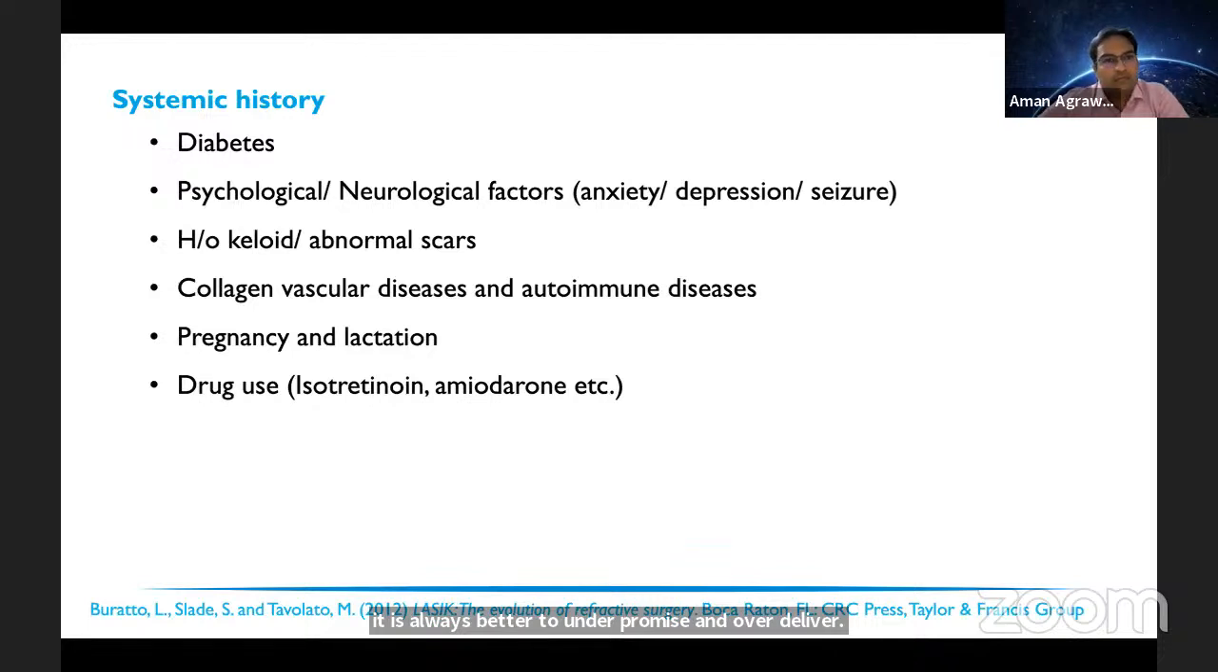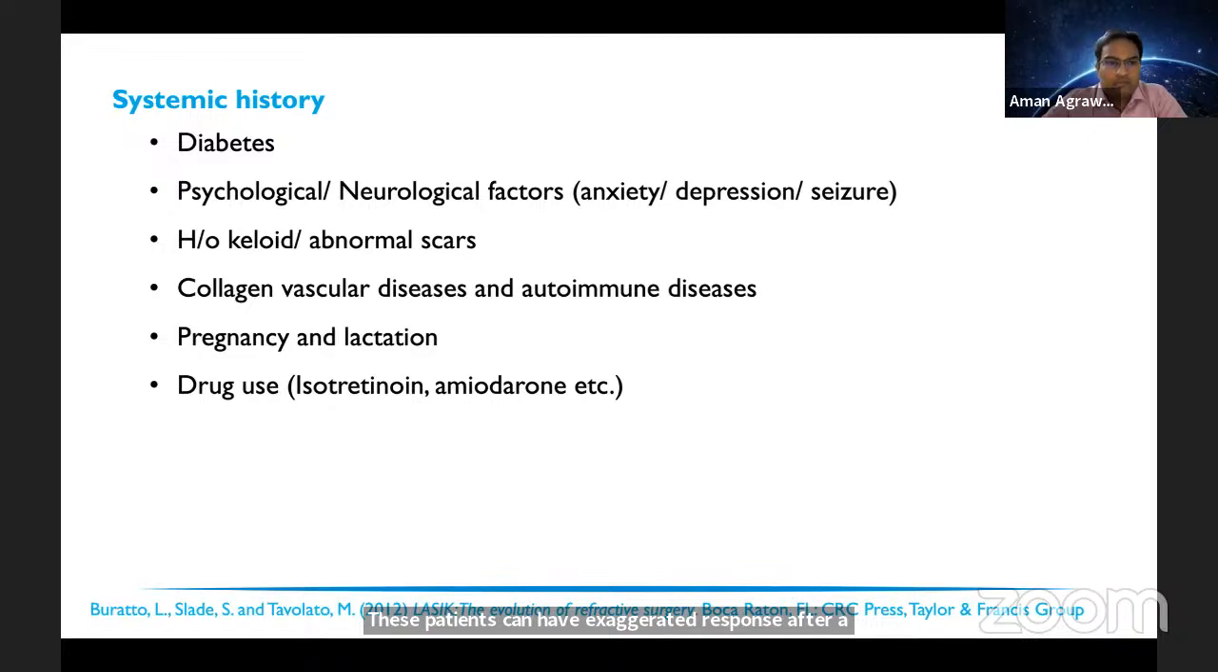Coming to an important part, the systemic history. Diabetes is very important, particularly in young diabetics, because uncontrolled diabetes can result in unstable refraction. Patients who are suffering from anxiety or depression tend to be less happy with the outcome of refractive surgery. For patients who have a history of seizure, it is very important to have the seizure under control before taking them up for refractive surgery, because the laser light itself can trigger a seizure on the table. Then a history of keloid or abnormal scar on the body is particularly important, because these patients can have an exaggerated healing response after refractive surgery, particularly if a PRK is done.